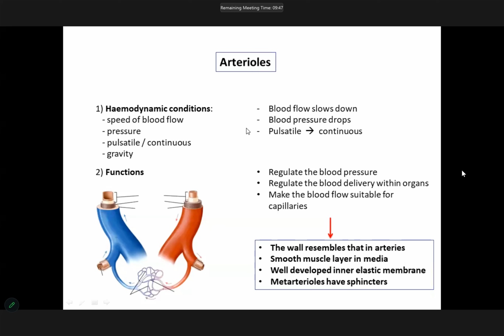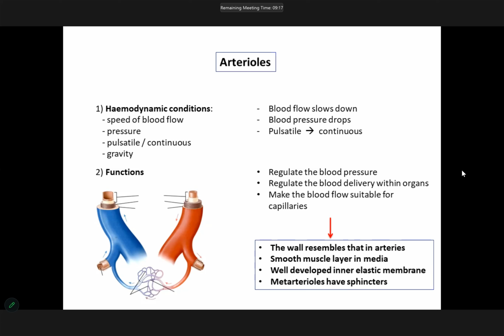And the blood flow changes from pulsatile to continuous because the capillaries have a very thin wall and they cannot resist high pressure and pulsatile blood flow. Functions. Arterioles regulate the blood pressure. They are the main blood vessels in our body that regulate the blood pressure. They regulate the blood delivery within organs.